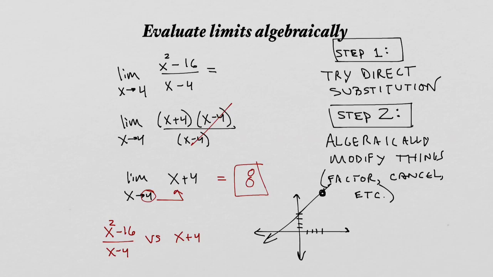So I've said a lot of words. Let's recap. Here's what we did. We looked at this thing, we plugged 4 in, and we got 0 divided by 0, which is indeterminate. So then we factored the top, we crossed those out, we got x plus 4, we plugged 4 in, and we got an answer of 8.